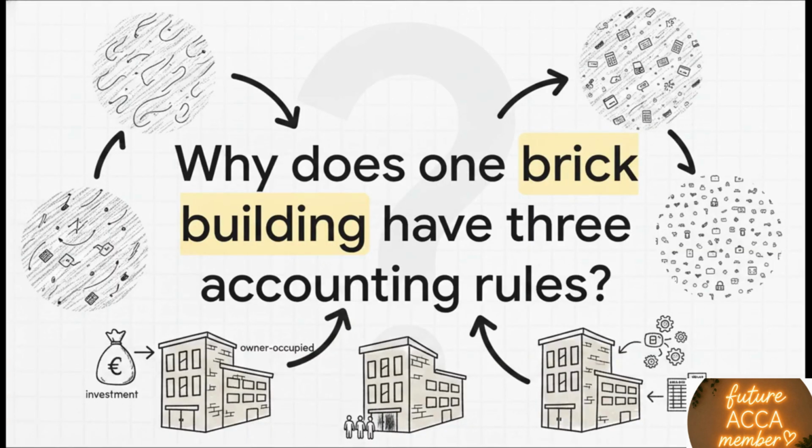Okay, I want you to imagine you own a standard, everyday brick building. Just 4 walls, a roof, maybe some windows. Depending entirely on you, that exact same physical structure could fall under 3 totally different sets of accounting rules. Wait, why on earth would that be? I mean, it's just a building, right? Well, here's where students usually get caught out before even looking at the numbers.